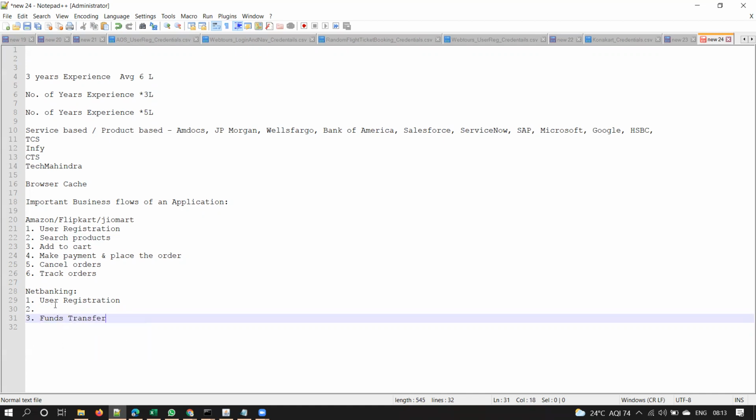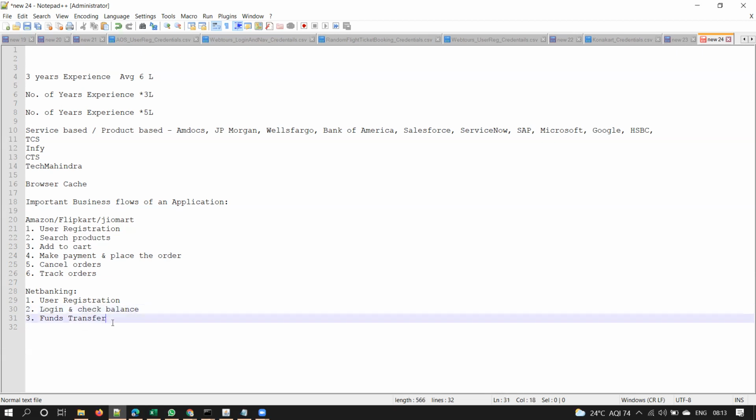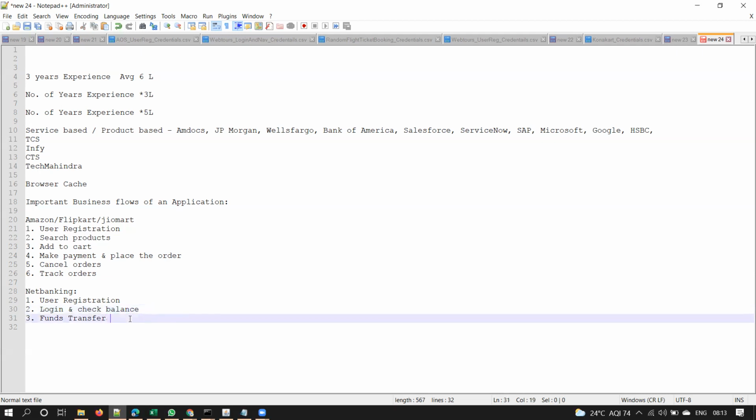Fund transfer. Yes. Check balance. Login and check balance. This is another important thing. Fund transfer you may do once in a while, but the more frequent thing is that we log in and check the balance, right? That is more frequent. Yes. Statement download. Next one is fund transfer.